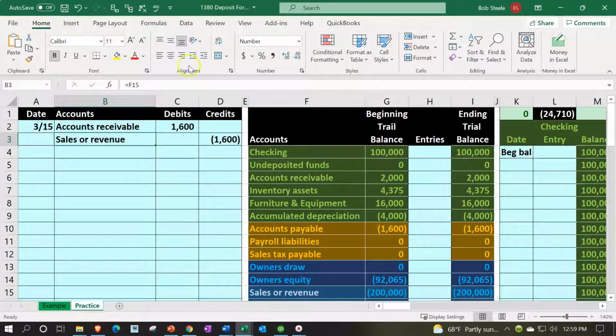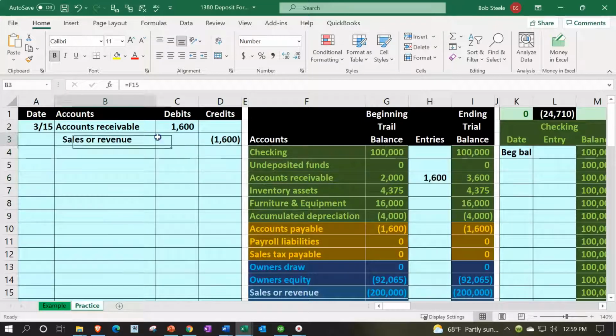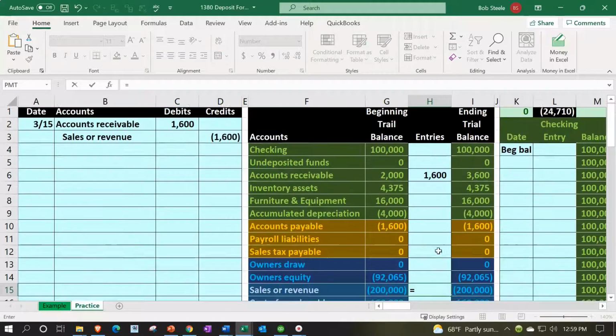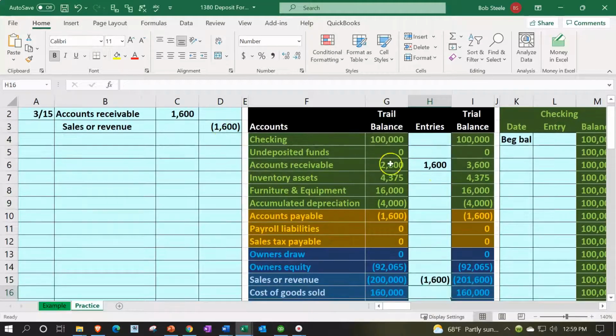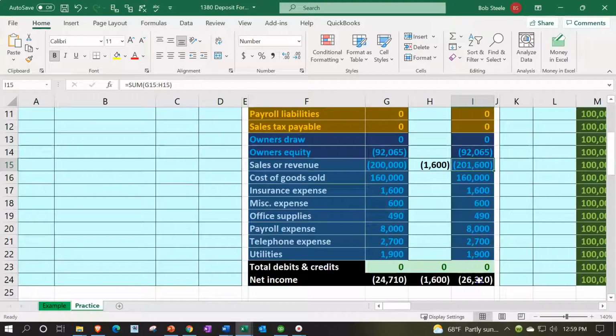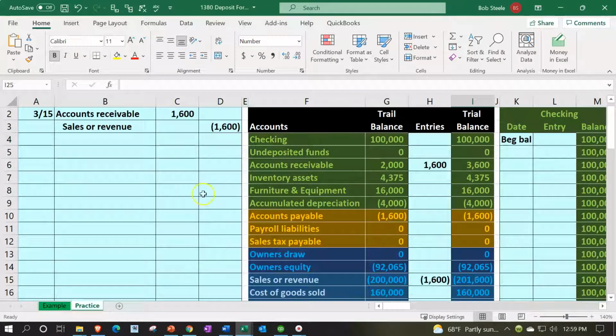We're then going to go to the Home tab, Alignment, Indent. That would increase the accounts receivable, so I'm in H6. This is going to equal the 1,600. The other side goes to Sales, down here in Sales, which equals the 1,600. Accounts receivable going up, sales going up, net income then going up due to the sales going up, even though cash has not yet been affected.